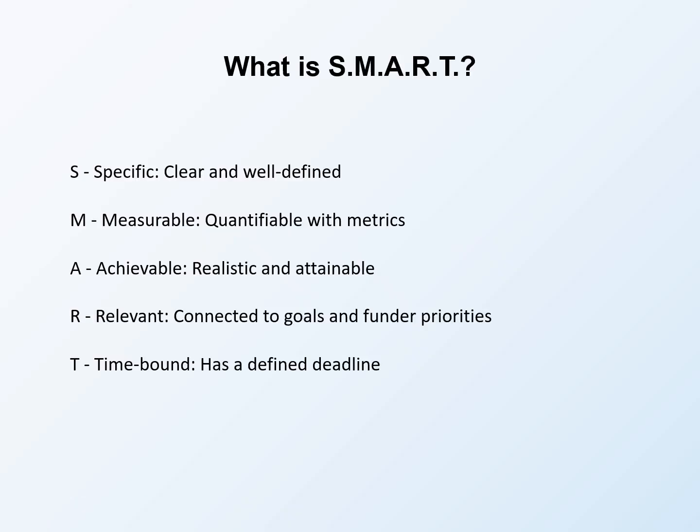SMART is an acronym representing 5 criteria for well-constructed objectives. Specific means the objective is clear and well-defined, no ambiguity about what you intend to accomplish. Measurable means the objective is quantifiable with metrics. You can determine whether you achieved it. Achievable means the objective is realistic and attainable. Given your resources and constraints, success is possible.